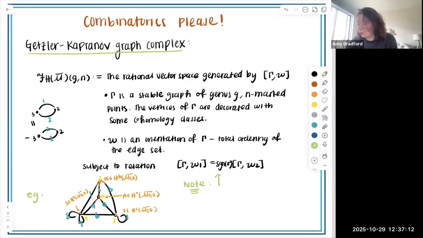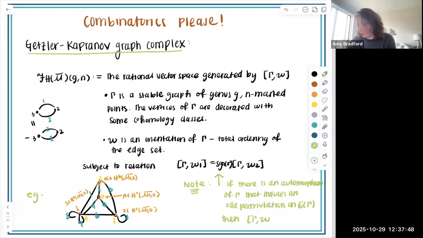So because of this relation right here, if there is an automorphism of gamma that induces an odd permutation on the edge set, then it doesn't matter what orientation I put on it, this class is going to be 0 inside of my vector space.